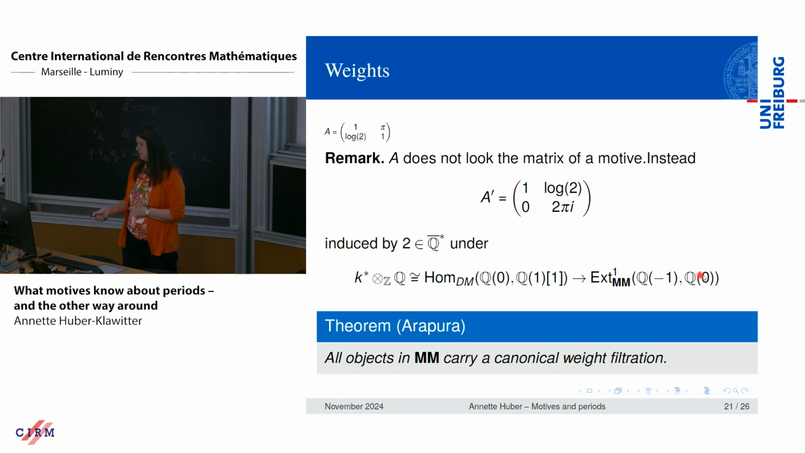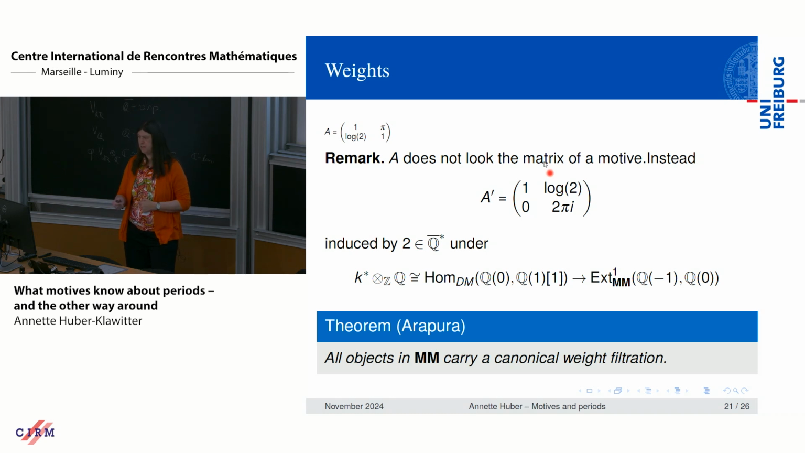So it's an extension of Q(0) by Q(-1). So I have a short exact sequence, with Q(0) at one end and Q(-1) at the other end. Then we get the period 1 from Q(0), and the period 2πi from Q(-1). And the new period is log of 2. This is how log of 2 appears as the period of a 1-motive. So this is a reasonable period matrix for a motive.